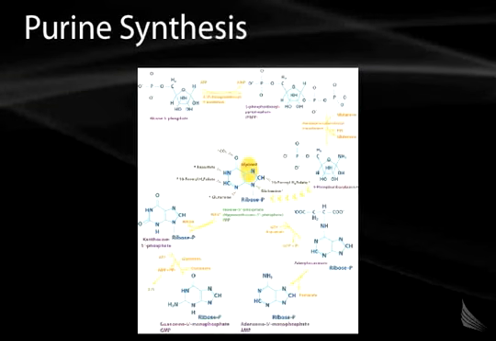Okay? So here's a schematic version of this. We have ribose 5-phosphate. We activate that to form PRPP. And then onto that, we start adding these different components to form the actual purine ring. Okay? And then that purine ring, which is inosine, gets modified, again, to form guanosine and adenosine.